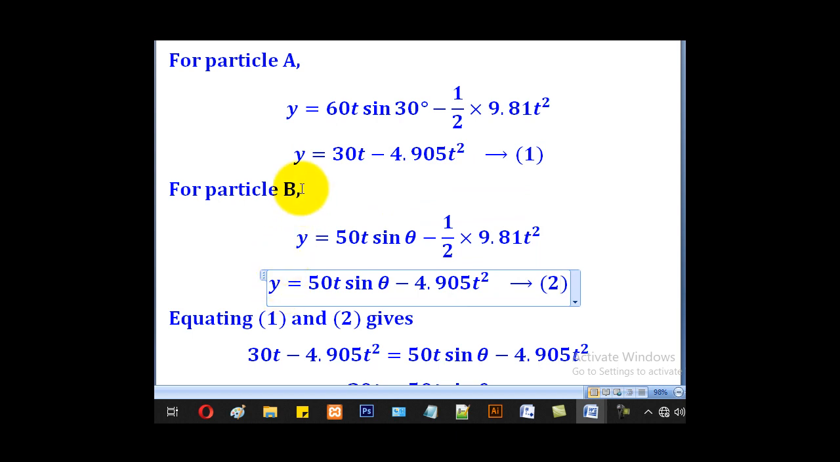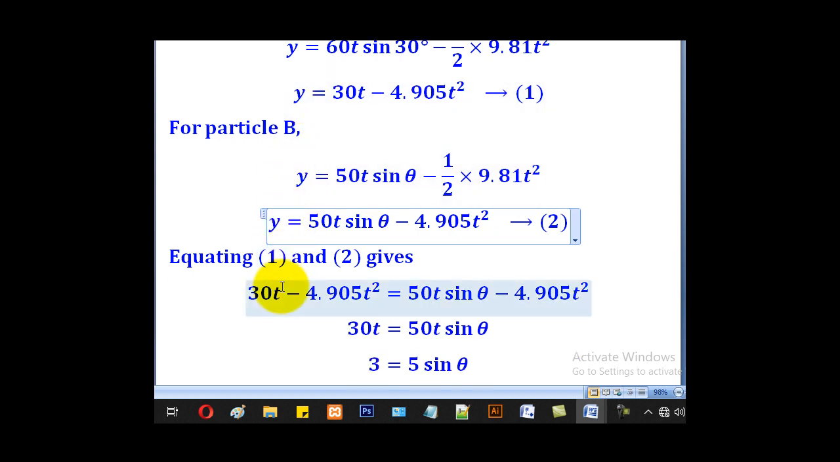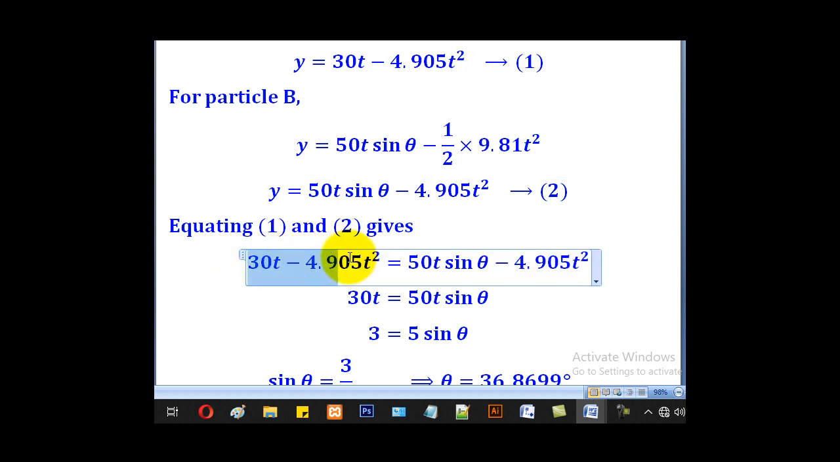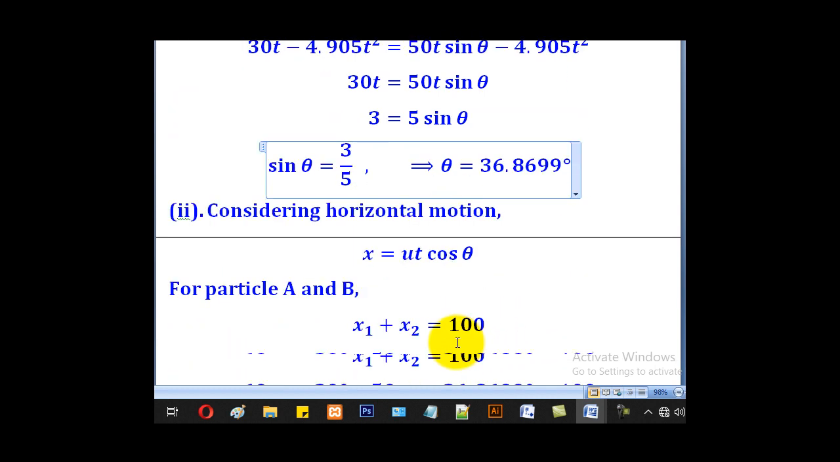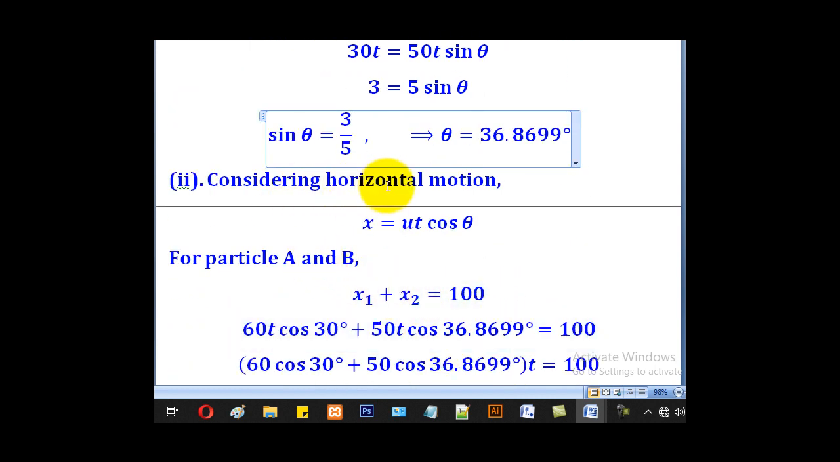So both equations have the same value for y, meaning we can equate the two. So we shall equate equation 1 and equation 2. After equating the two, you realize that this component is the same as this component, meaning it can cancel. And still further, t and t can cancel, and 30 and 50 have 10 as a common factor. So in that case, we shall remain with 3 equal to 5 sin theta, giving us theta as 36.8699.